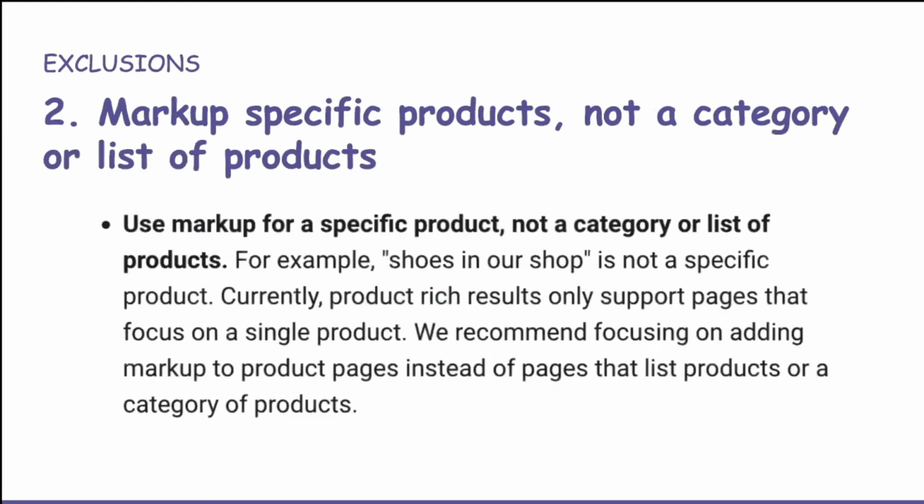The other thing is that Google only wants you to mark up specific products with structured data and explicitly calls out not marking up category or a list of products. In Shopify terms, that's your collections. So for example, in Google's guidelines here, it says that shoes in our shop is not a specific product, meaning I cannot buy shoes in our shop, but I can buy this particular shoe. So it's different. You cannot win product search enhancements on collection pages, no matter what people might tell you.